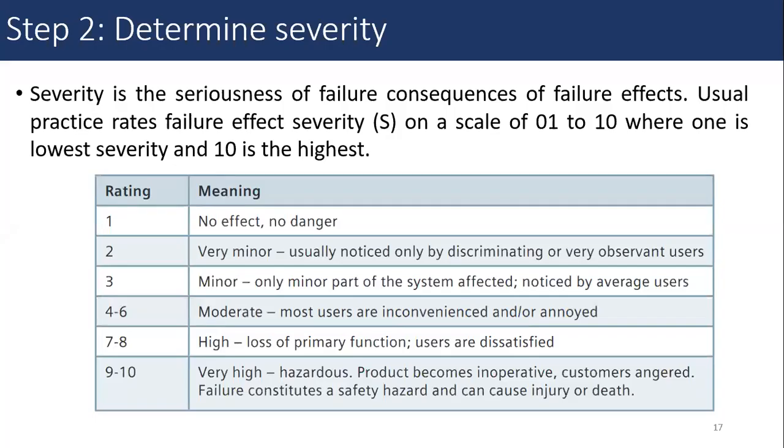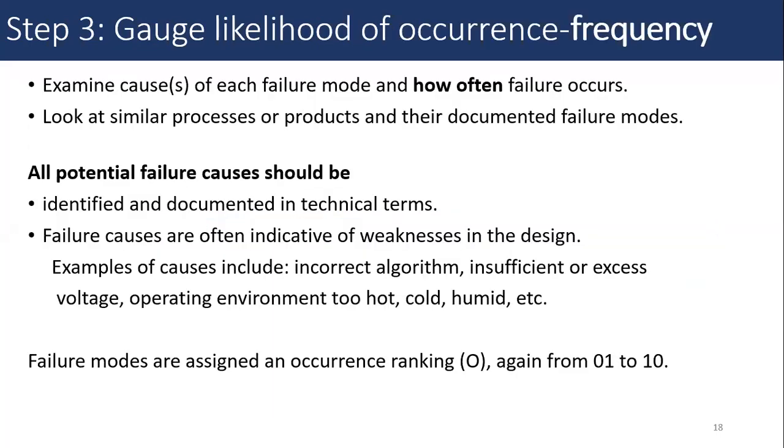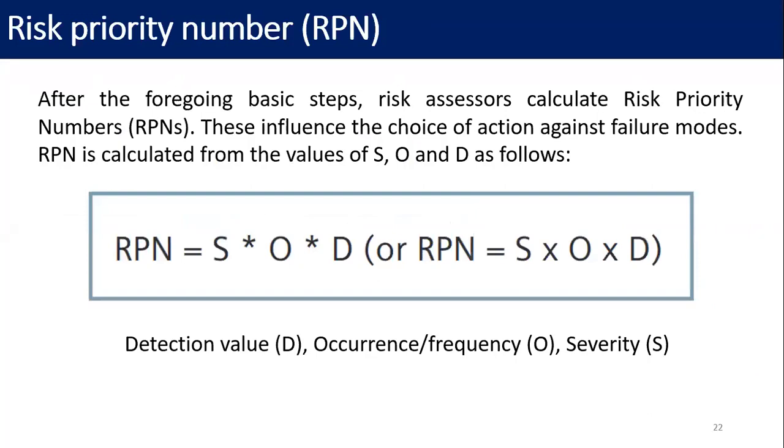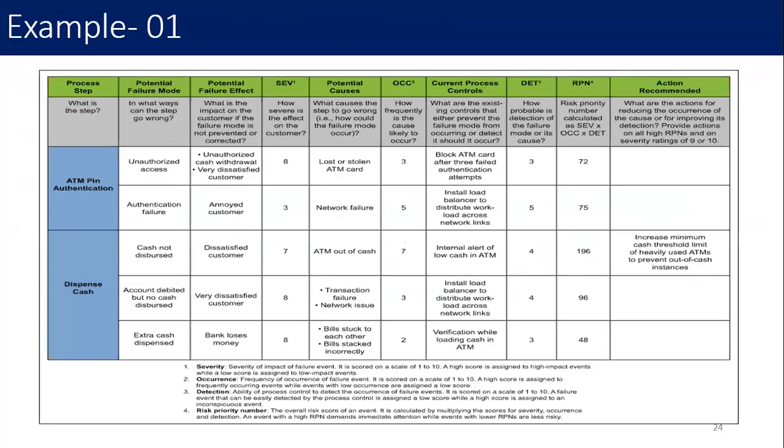And how to give numbers, determine its severity and likelihood of occurrence. I think we discussed some examples, okay? Risk priority number. And here is a very good example. We discussed potential failure modes, failure effects, and severity and likelihood of occurrence. Severity means the damage. Occurrence means frequency. Right? We can justify these things.